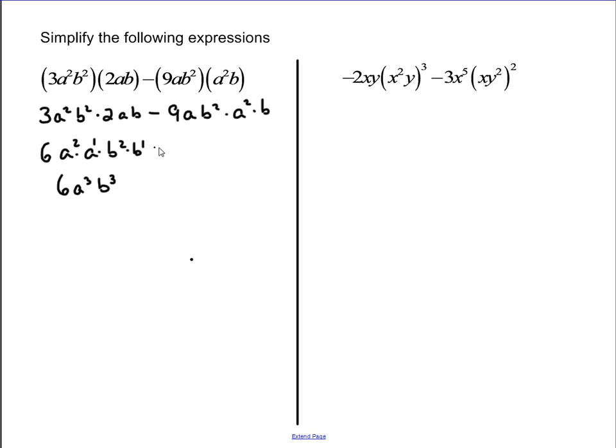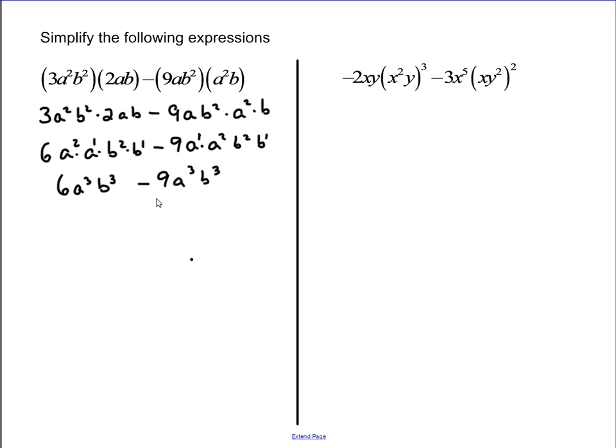And if we put our like factors together here, our like bases, a times a squared and b squared times b, remembering that a is the same thing as a to the first and b is the same thing as b to the first, we're going to get 9 a to the third times b to the third.